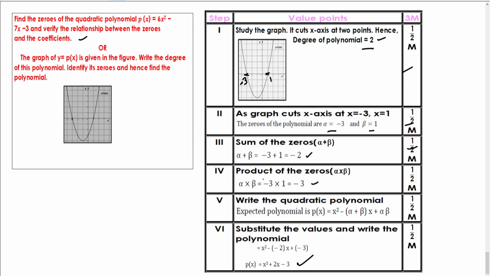In the fourth step, get the product of alpha and beta, which is minus 3 into 1, is minus 3. Right? And for getting minus 3, you will get a half mark. Knowing the sum and product of the zeros, the polynomial can be written as x square minus alpha plus beta into x plus alpha beta. Substitute alpha plus beta, which you got in the third step as minus 2, and alpha into beta as minus 3. Simplify this: minus into minus is plus, so x square plus 2x minus 3. And you will get the final answer.